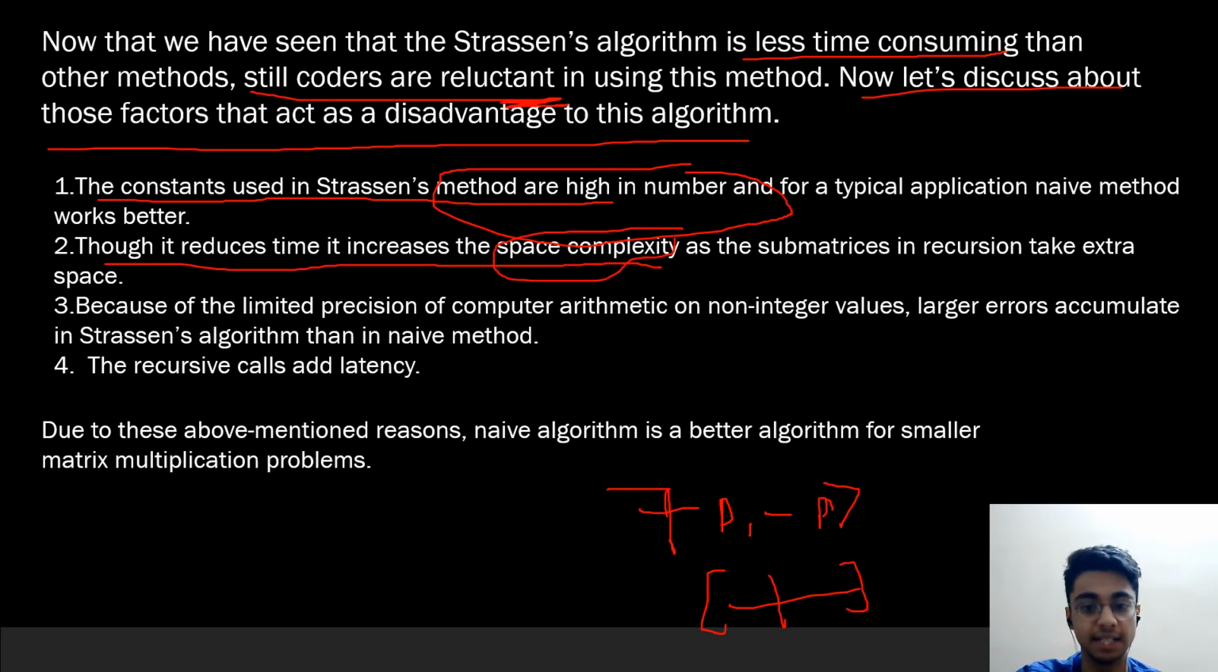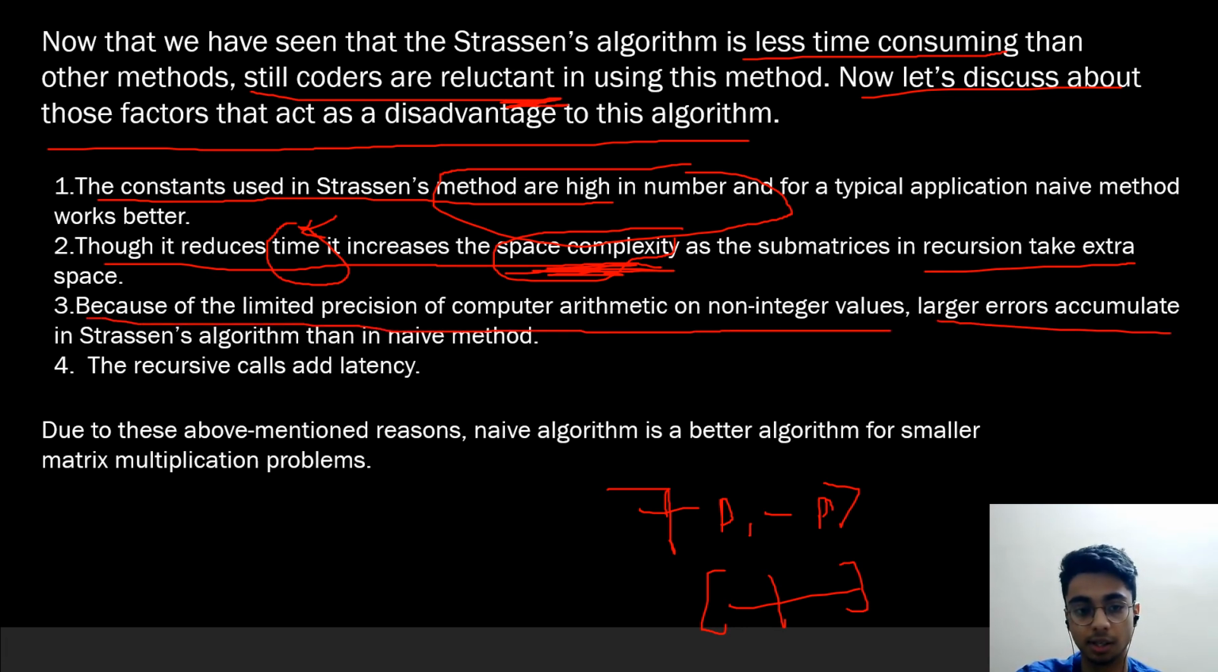Now we haven't discussed anything about space complexity earlier because our main focus was to concentrate on whether the time can be reduced or not. So we saw that Strassen's is able to reduce the time but still lacks somewhere in space complexity because the recursions take extra space. There are a lot of recursions here and they are taking extra space. Now, because of the limited precision of computer arithmetic on integer values, large errors accumulate in Strassen's algorithm. That's one more disadvantage, and the recursion calls also add latency. So these were some disadvantages which came in the way of Strassen's algorithm being the perfect algorithm for matrix multiplication.